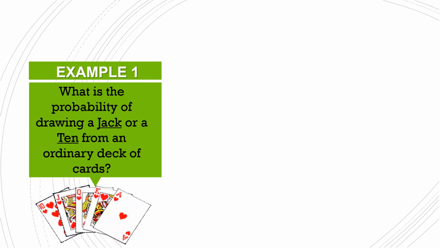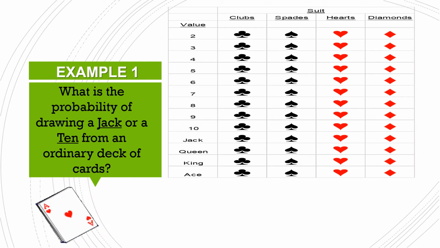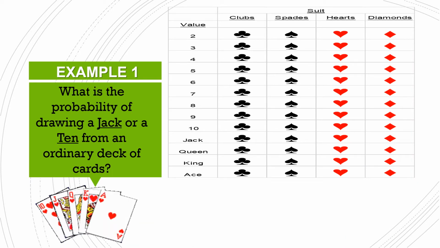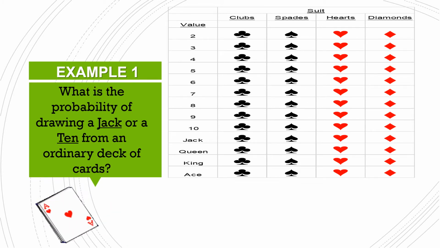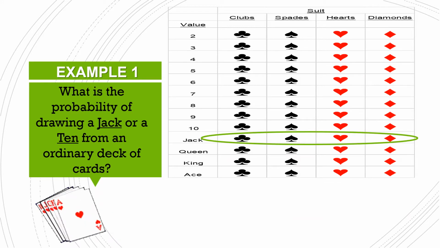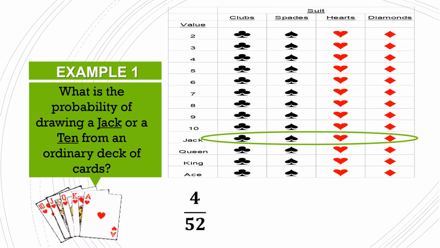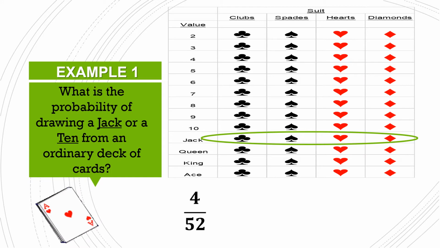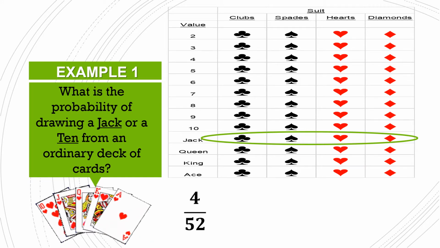So here, you should have the knowledge of the number of cards in the playing cards. So here is the table of the number of cards per suit, per value, and the rest. So here, let us count how many are jack. There are 4. And there are 52 cards in all. Our first fraction is 4 over 52, 4 because there are 4 jacks, and over 52 because there are 52 cards in all.